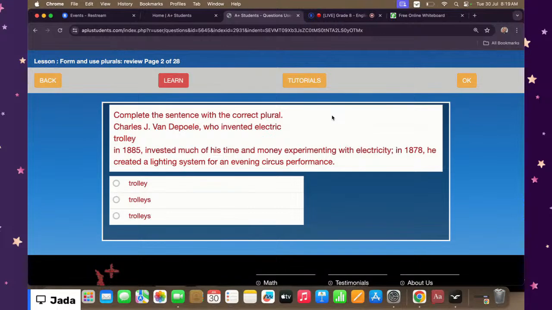So now you have to check the trolley. It says the correct plural. This is plural. So in 1885, he invested much of his time and money experimenting with electricity. That is Charles J. Van Depoele. So is it trolleys or trolley? Who invented the electric trolley? So is it trolley or trolleys? So it's asking for what? The correct plural.